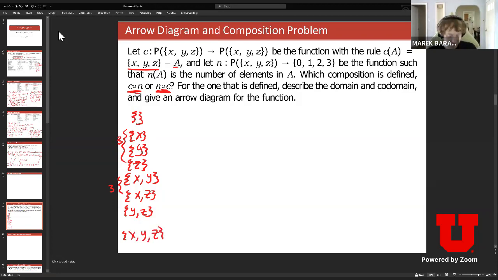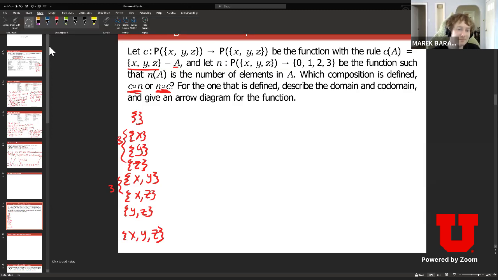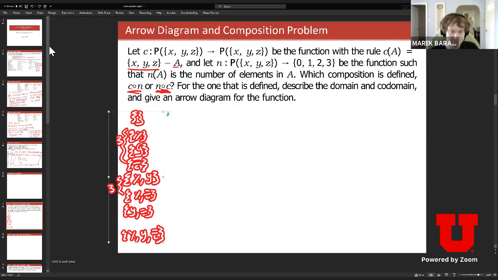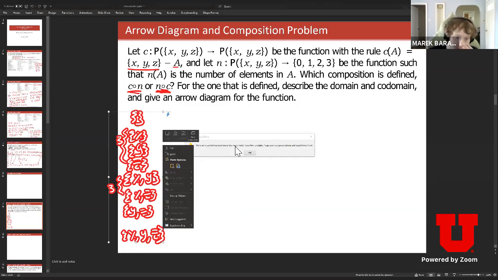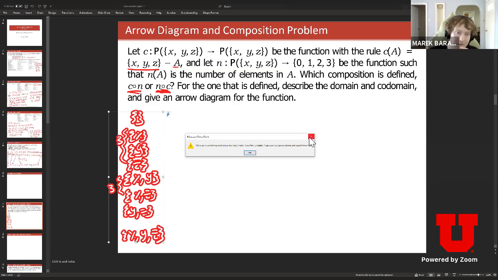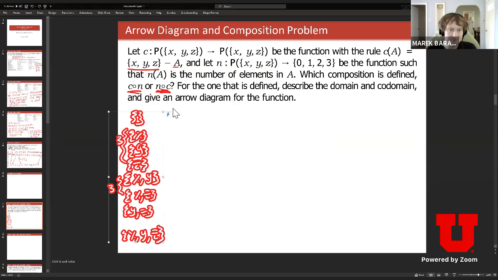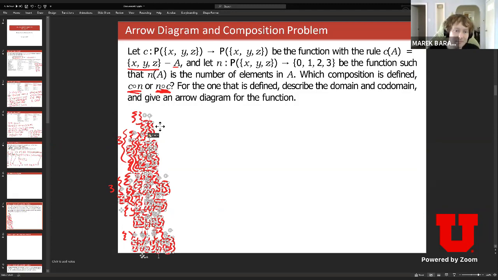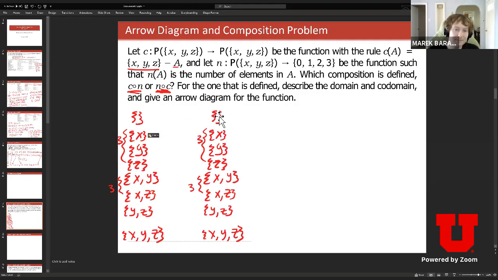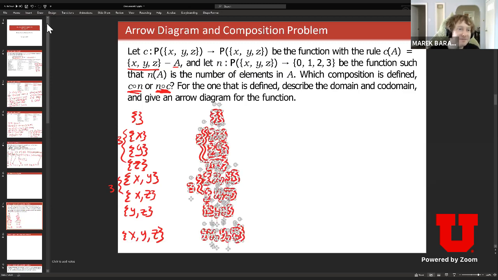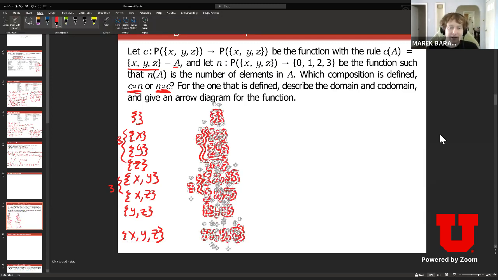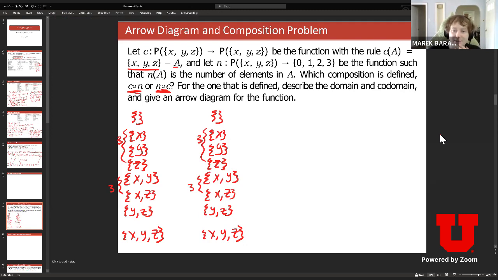And in the interest of time, I'm going to copy and paste this. Oops. That better work. Oh. There we go. Apparently PowerPoint is not very stable. And then we're going to have 0, 1, 2, 3.